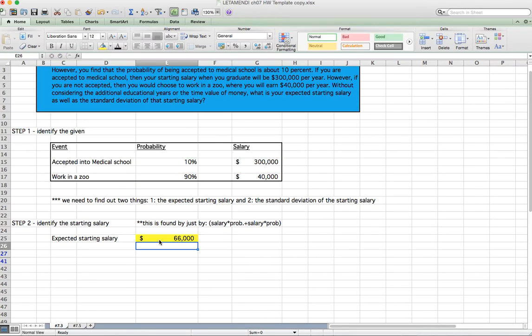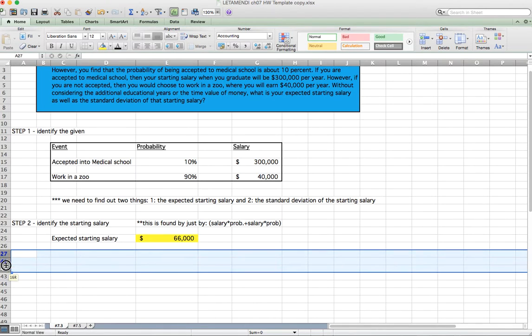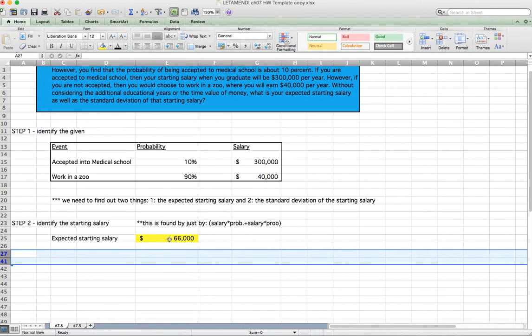So when you do that and you work it out, it ends up being $66,000. So that's your answer. What is your expected starting salary as well as the standard deviation of the starting salary? So that's the next part of the problem, right? So expected starting salary, either way, $66,000. Sorry.